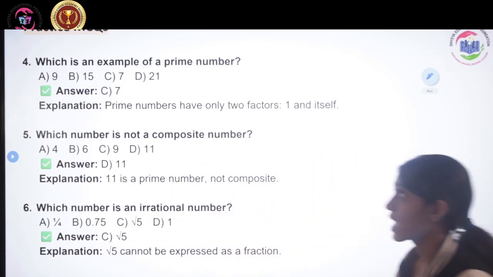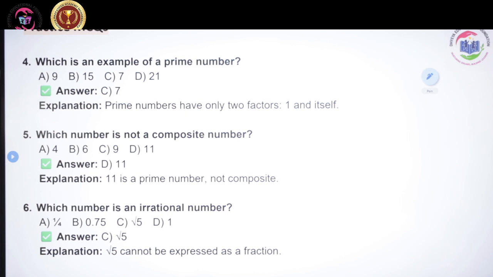Which is an example of a prime number? We have to find a prime number from these options. Option A 9, option B 15, option C 7, option D 21. Which one is a prime number?